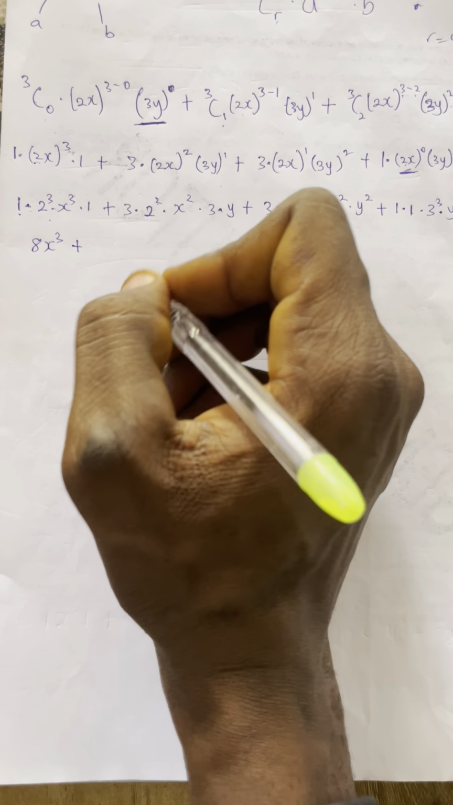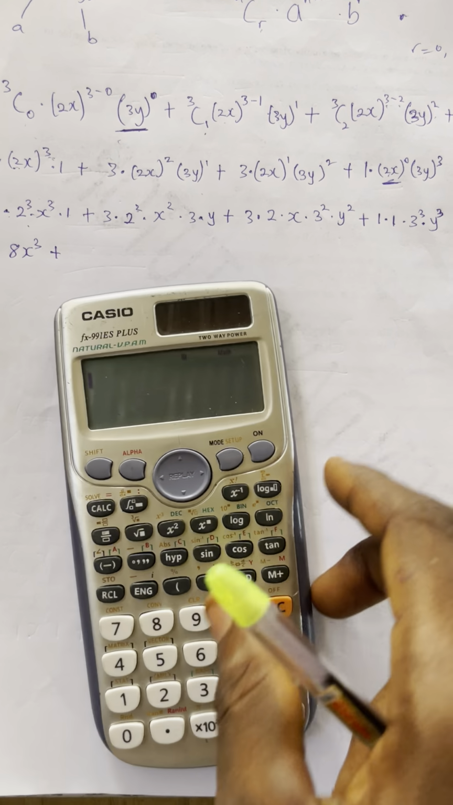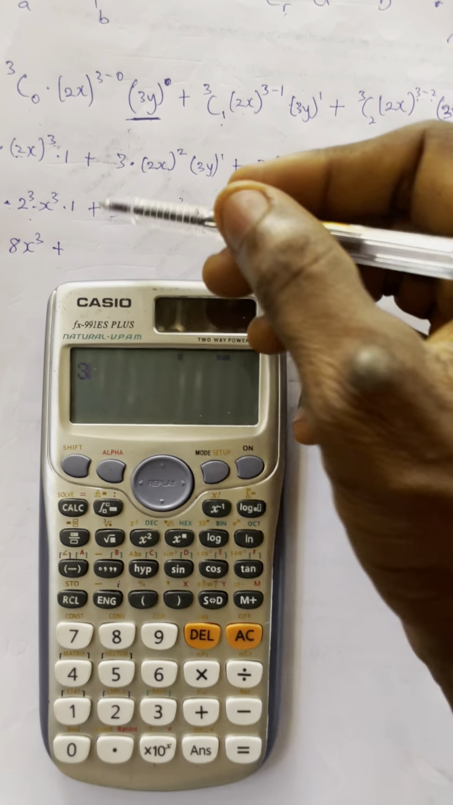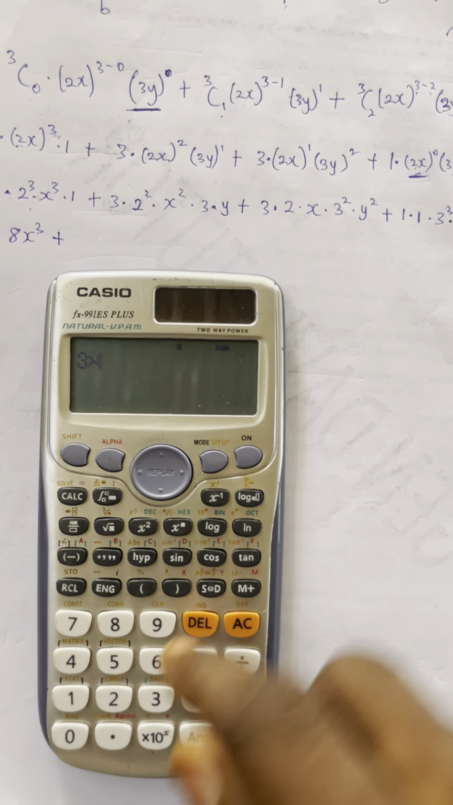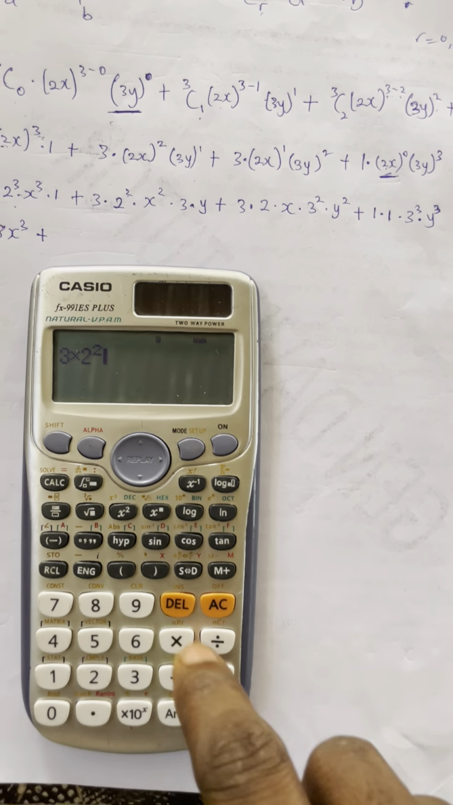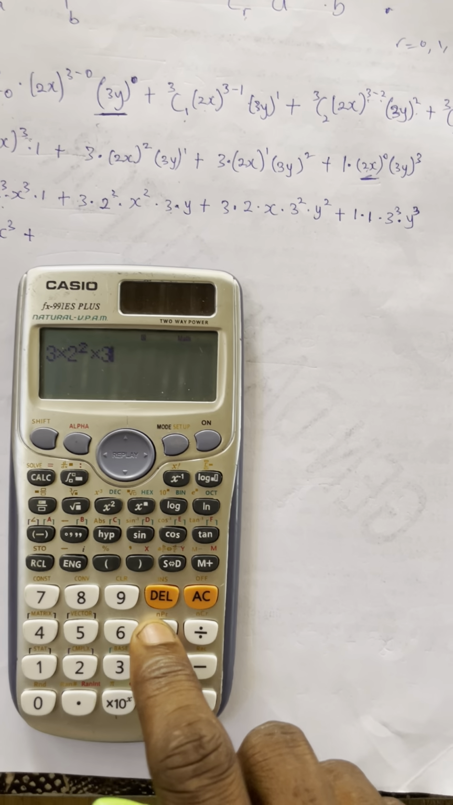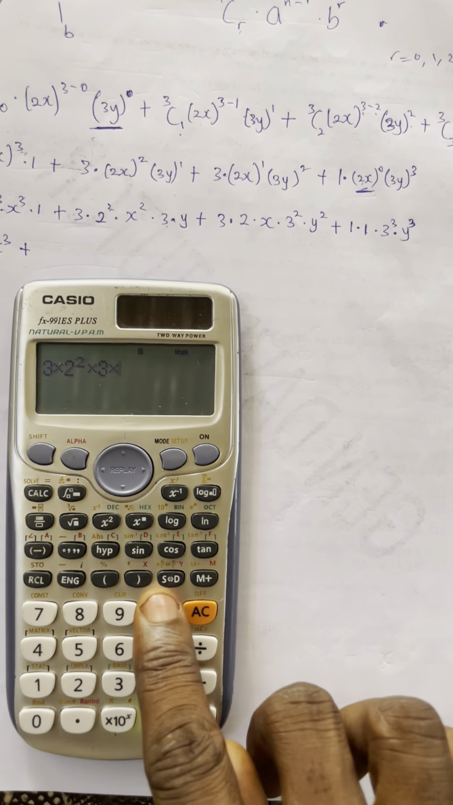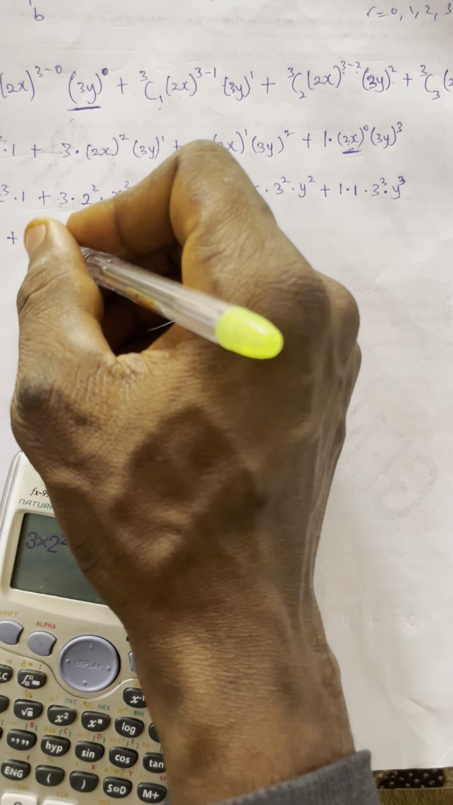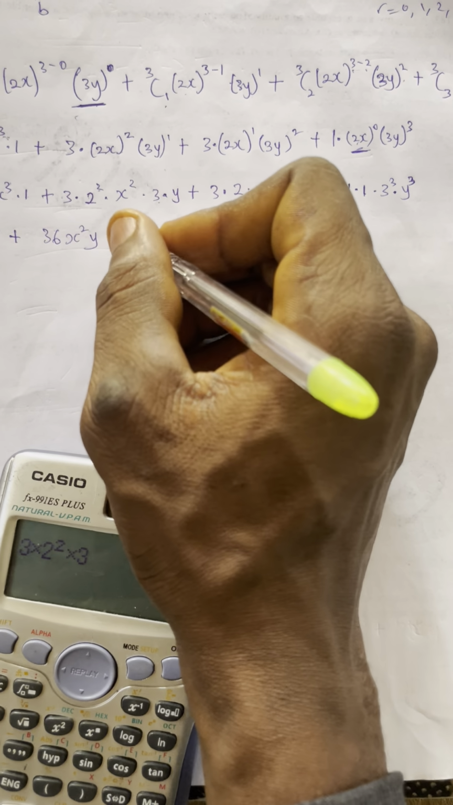Then this one as well, 2 raised power 2. Let's use the calculator straight up. We have 3 here multiplied by 2 raised power 2, then multiplied by 3, and the answer is 36. We now have 36. Then what are the alphabets? The alphabet is x raised power 2 and we have y.